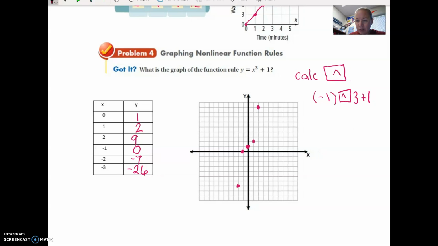Now, these are not going in a straight line. So what I'm going to do here is kind of start at the top, and I'm going to kind of wind my way down here to the bottom. So in general, this is the shape when you have a value to the third power. And so it kind of curves down here. This would be a representation of a nonlinear function rule. And the exponent kind of gives that away. If it was a linear function, it's not going to have an exponent. So something to keep in mind.